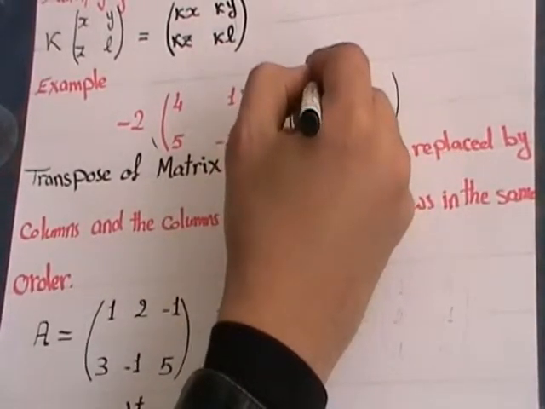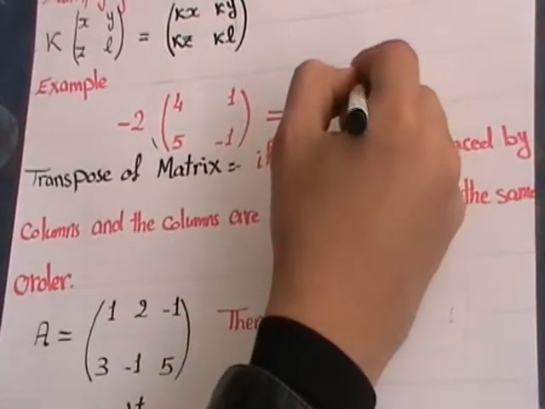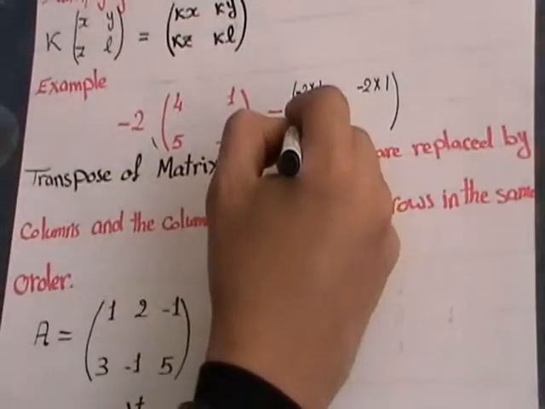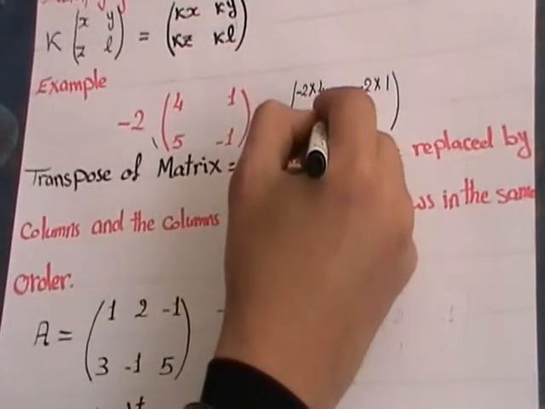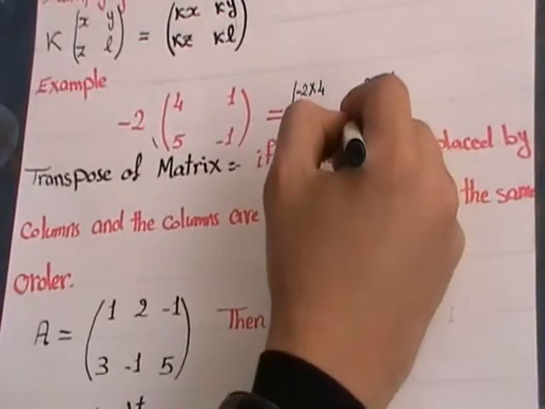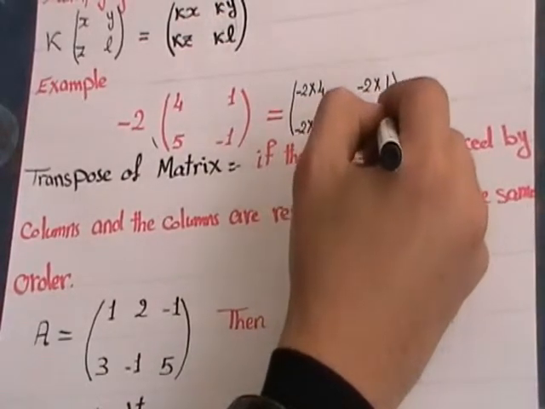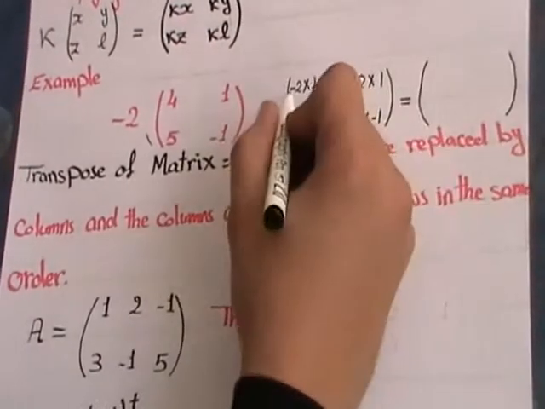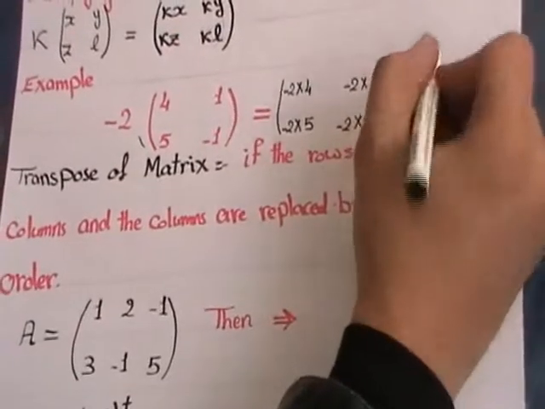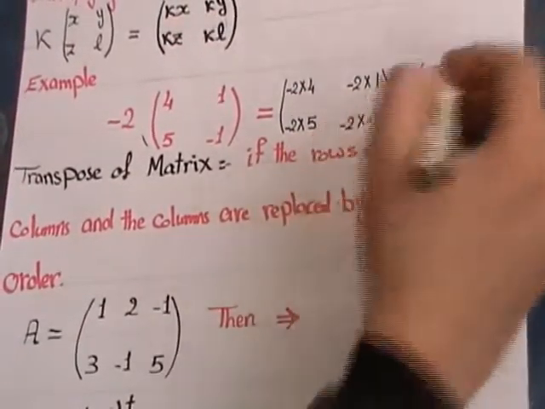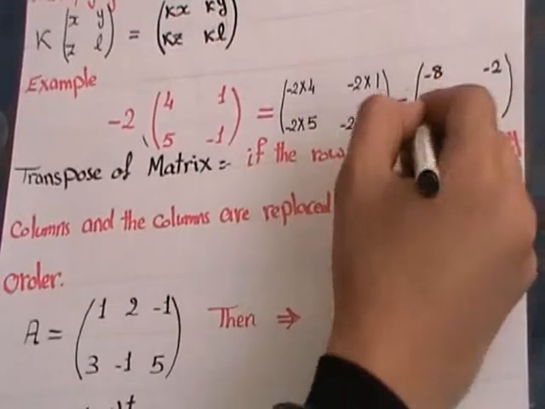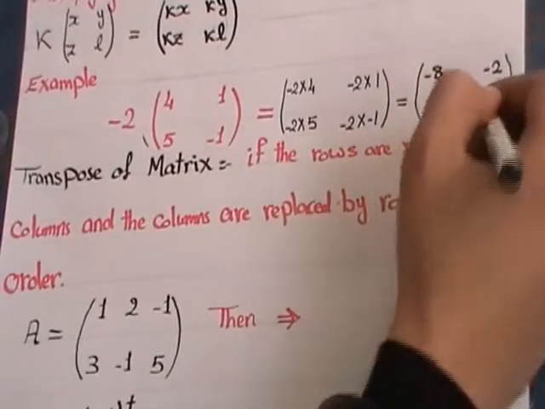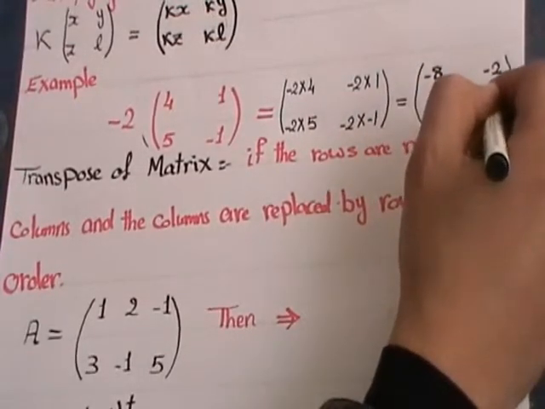-2 times 4. -2 times 1. And we go to the second row. -2 times 5. The last element, -2 times -1. We get the answer. -2 times 4 equals -8. -2 times 1 equals -2. And then -2 times 5 equals -10. And the last element, -2 times -1 equals 2.